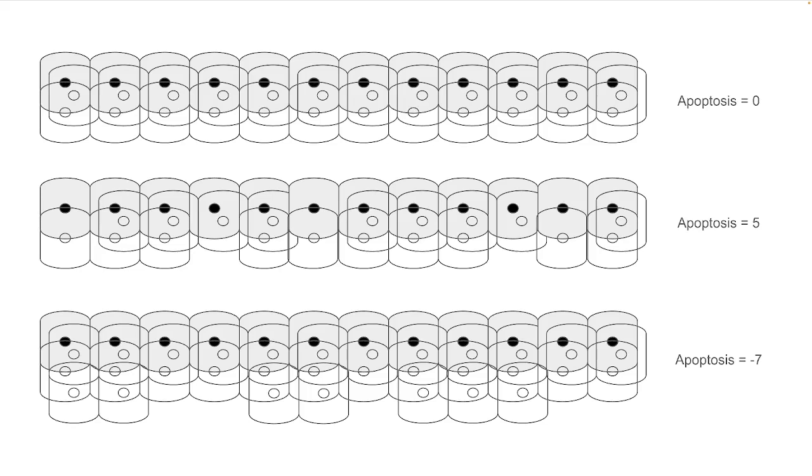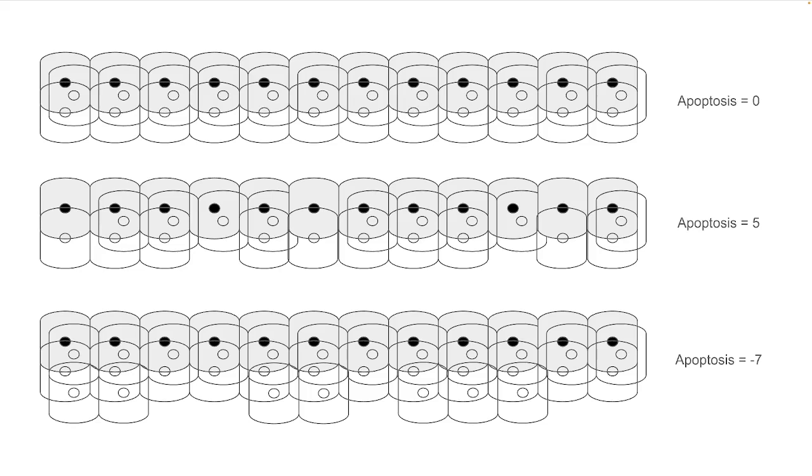It's now irregular, it's now heterogeneous. And then we also kill off 7 cells, so we have now an apoptosis of 7, and we end up with an even different pattern. So we can actually intervene and kill off cells.